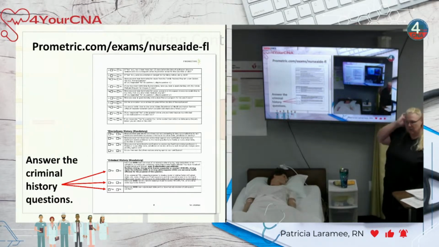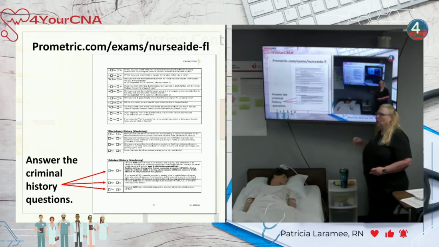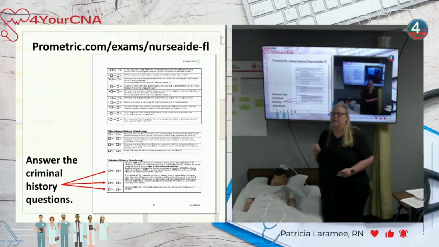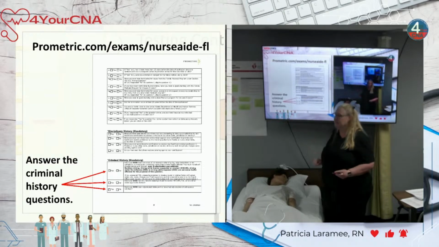Now, the next question that I get a lot is, what happens if I do have a criminal history? Will that keep me from testing? And the answer is, well, it might, but it's not automatic. They look at everything on a case-by-case basis. And they look at the number of offenses, the severity of the offenses, and how long ago those offenses were. So let me give you some examples.